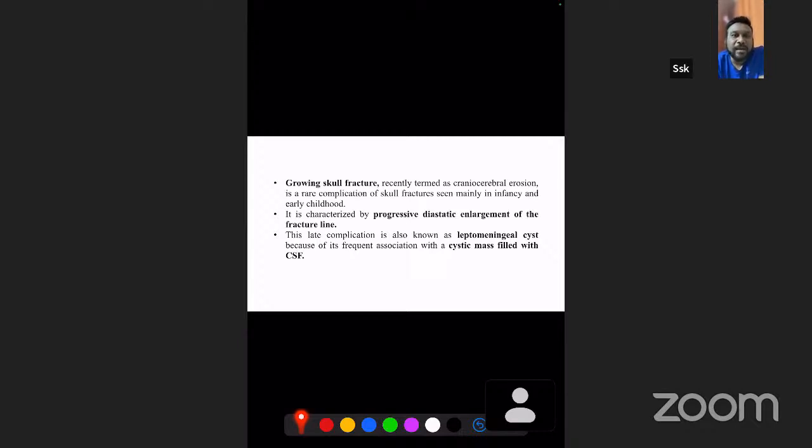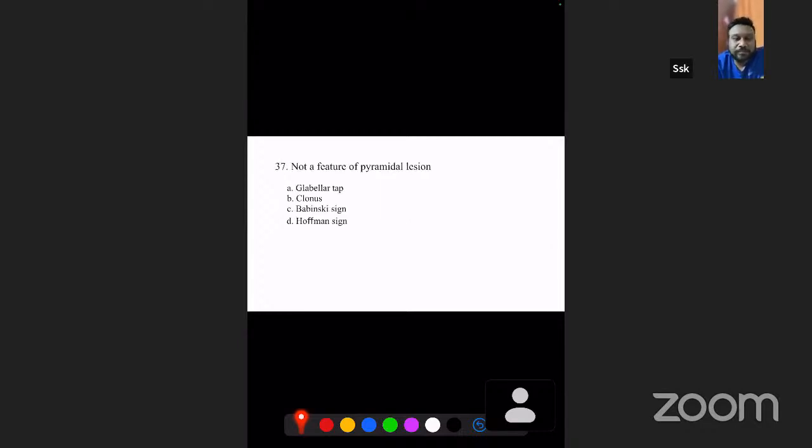Because of that, the pulsatile dura can frequently be seen between the edges of the fracture. So it looks as if the fracture has grown in size. That is why you call it a growing skull fracture. So the answer here is craniocerebral erosion, which is a new term for growing skull fracture. The other term is leptomeningeal cyst, which you have to remember.